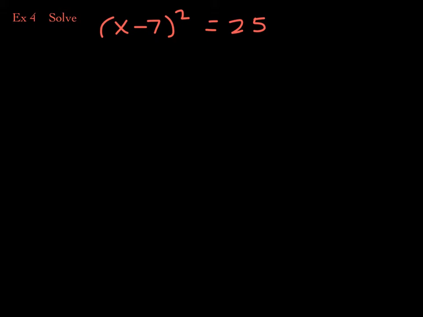This one says x minus 7 quantity squared is equal to 25. Now, we're going to use the square root property here because this squared expression, x minus 7 being squared, is already isolated. So it's like it's set up already for the square root property. So what I'm going to do is take the square root of both sides.